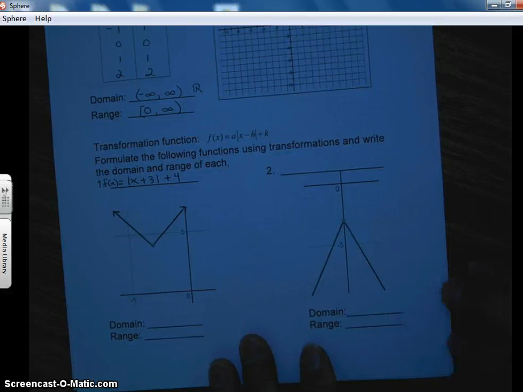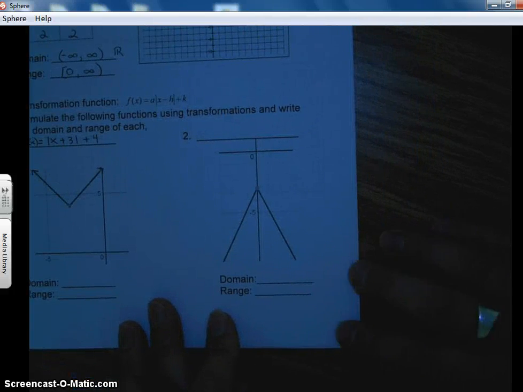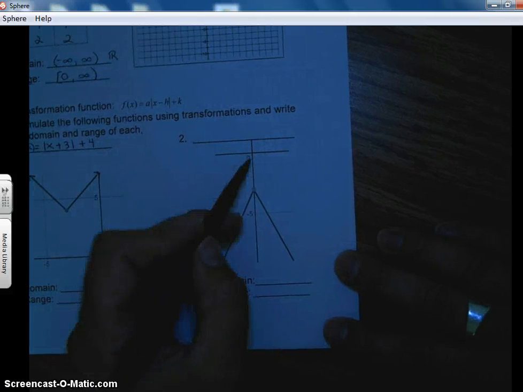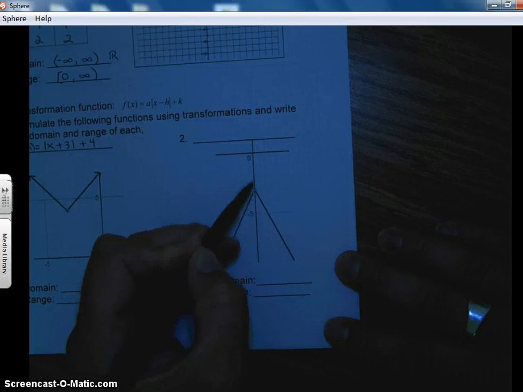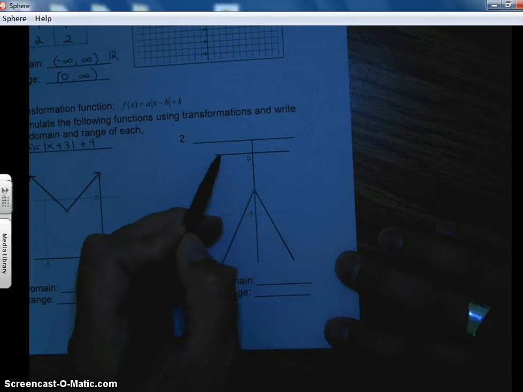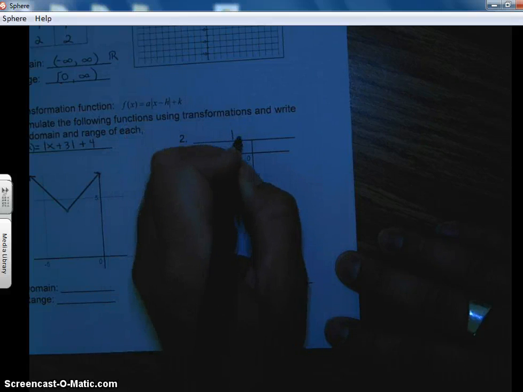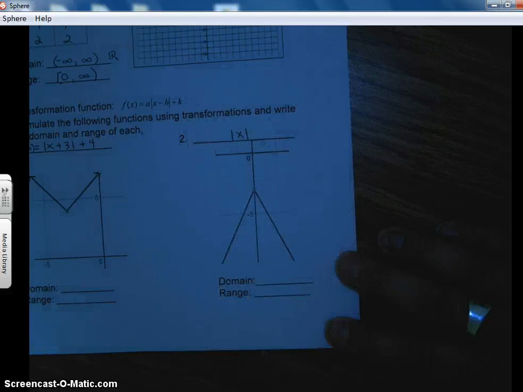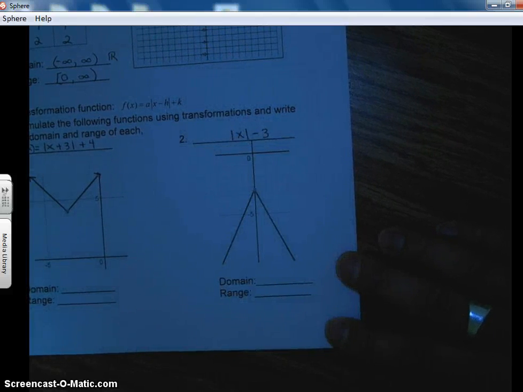Okay? Alright, so for number 2, now this time here's our 0, 0 in the middle, and this one got translated down 1, 2, 3 units, but not left and right. So since there is no left and right translation, x will be all by itself in here. 3 units down, so subtract 3.